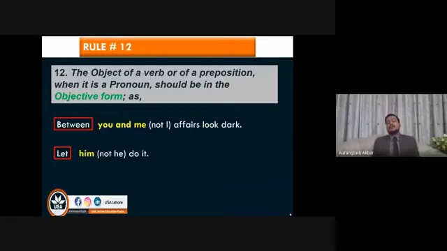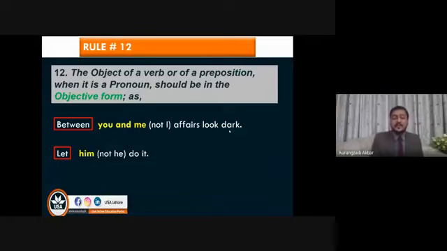And then the plural they: they, them for objective, and their for possessive. So these are the different forms of the pronoun. When a pronoun is used as an object of a verb or a preposition, it should take the objective form. Look at this: between you and me, not I. We shouldn't use "between you and I, affairs look dark."